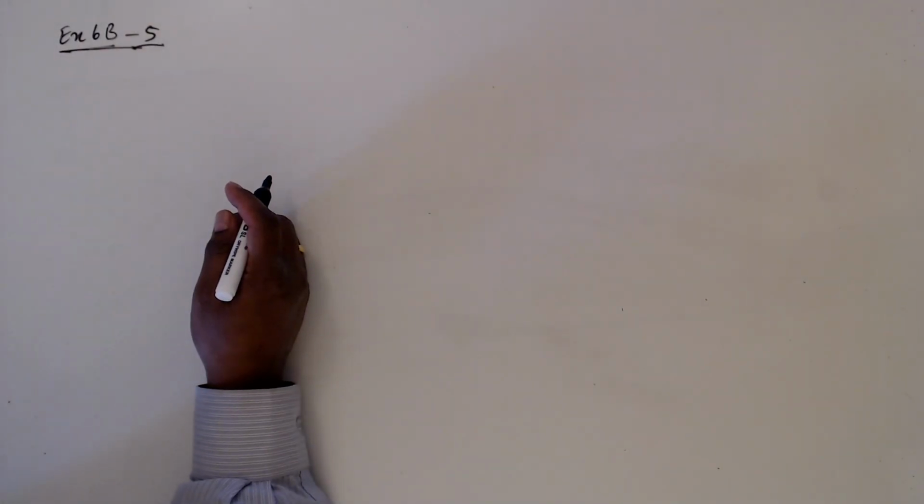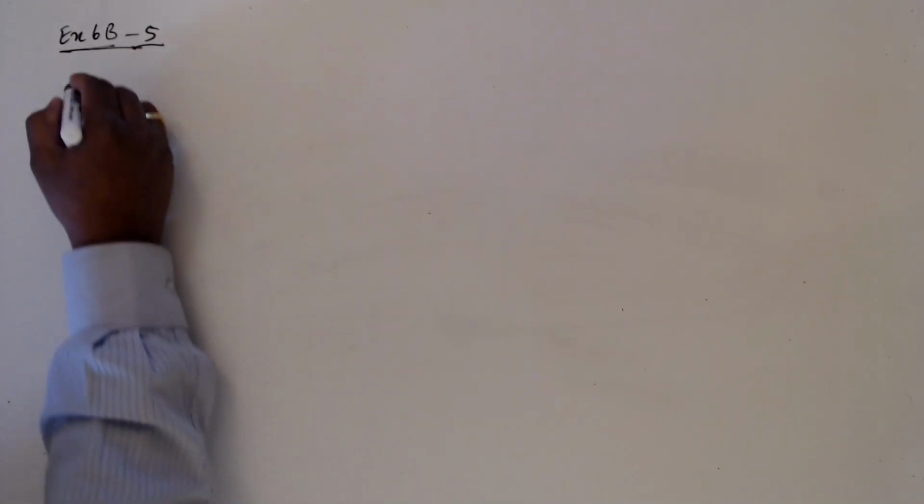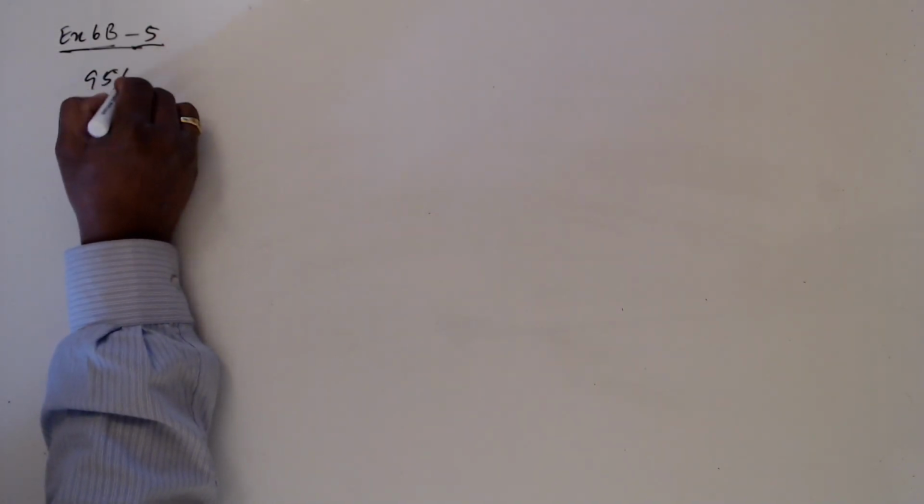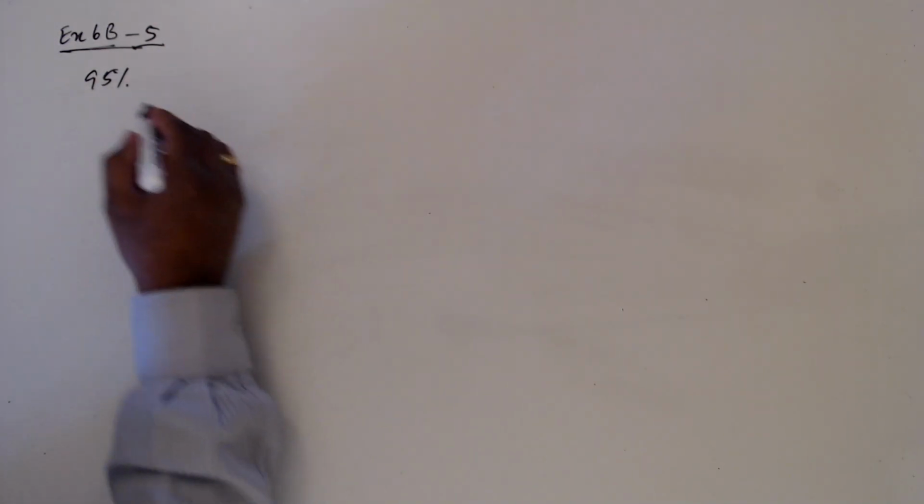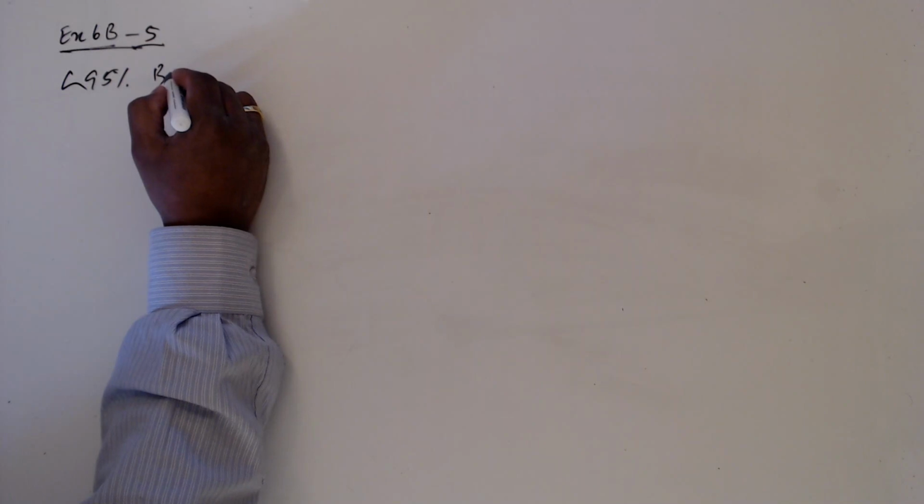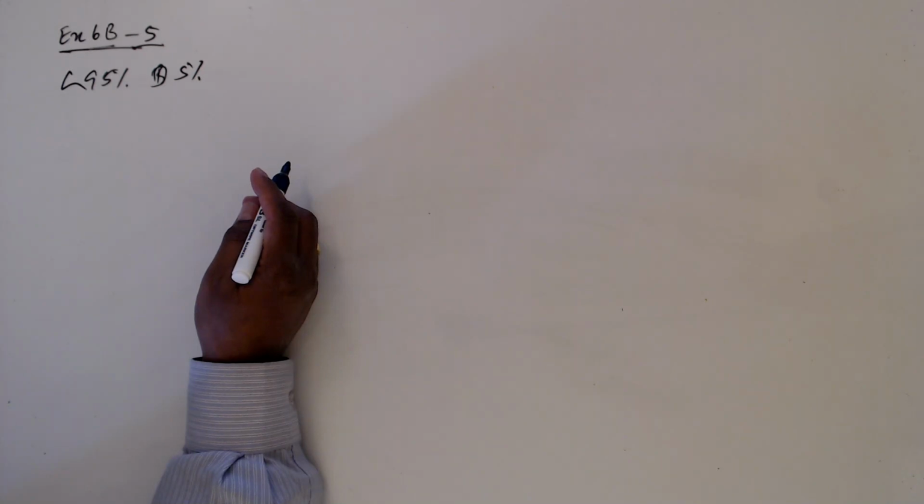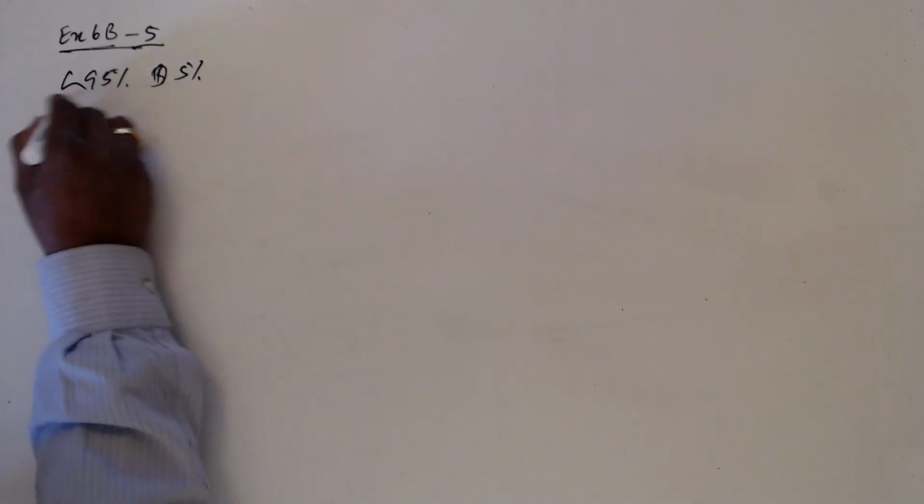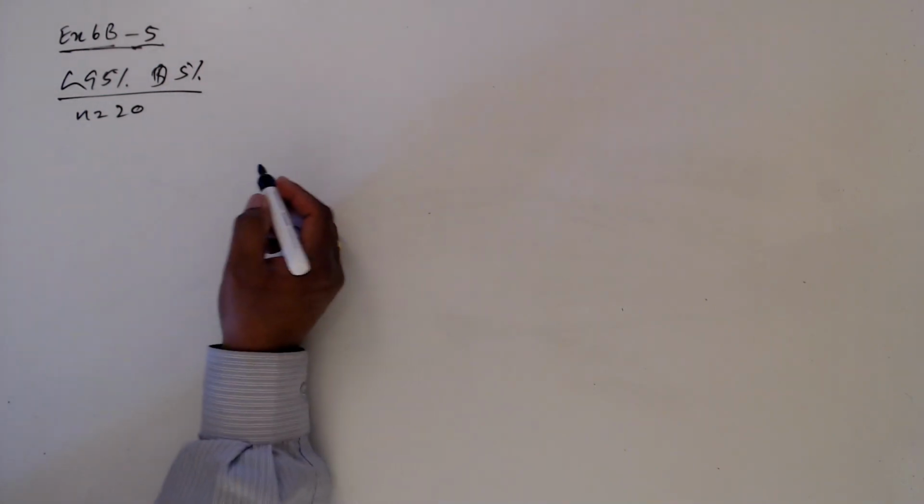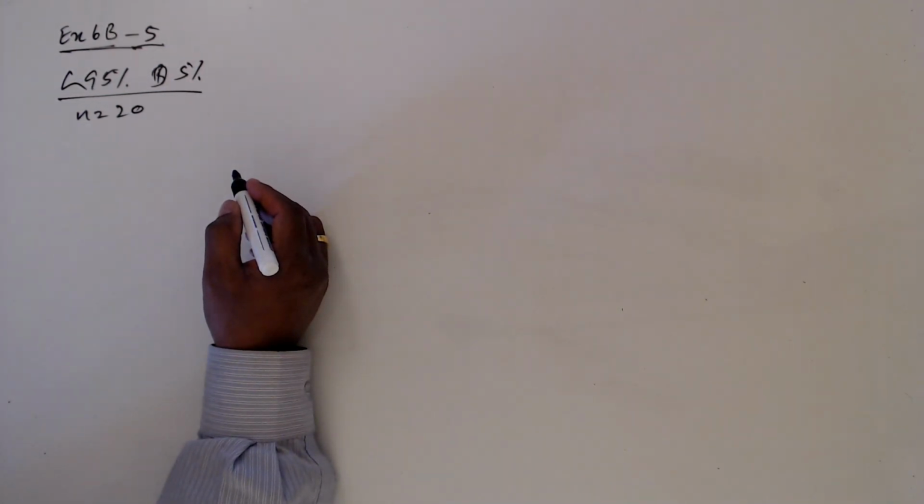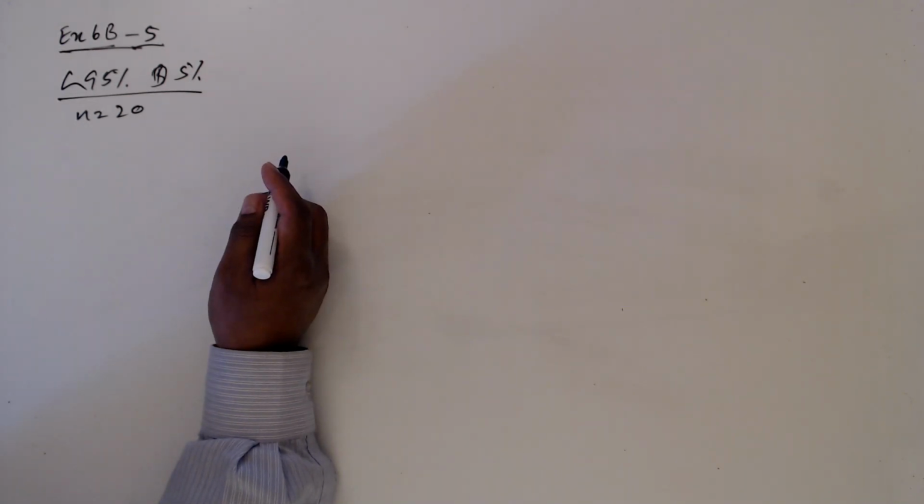Question number 5. The balloon manufacturer claims 95% of balloons will not burst. So 95% are good balloons, and only 5% are defective balloons. If we have 20 of these balloons, so the sample size n is 20. These balloons are blown up for a birthday. What is the probability that none of them burst? Find the probability that exactly 2 balloons burst.